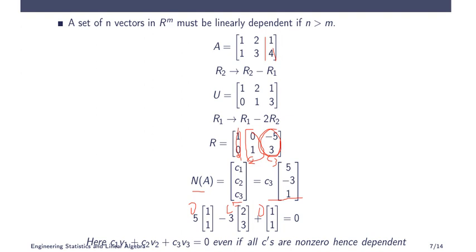So here, the first one and the second one are linearly independent, but this one depends on the combination of these two. That is why this is not independent. So these three are not independent, but these two are independent. So how do we identify this?